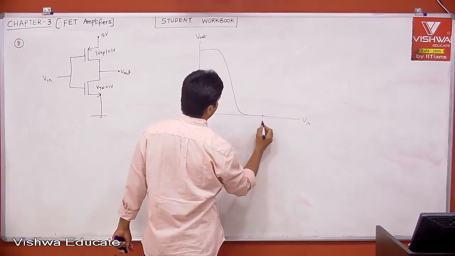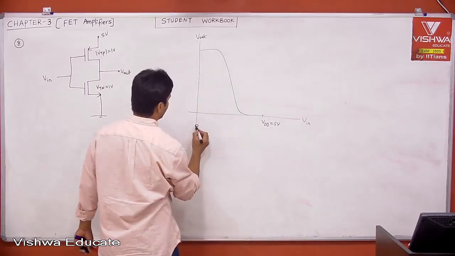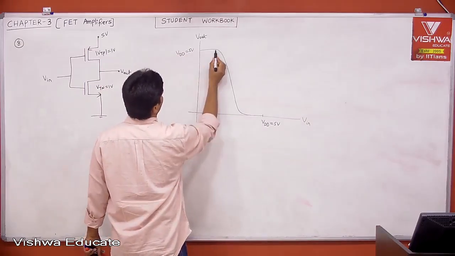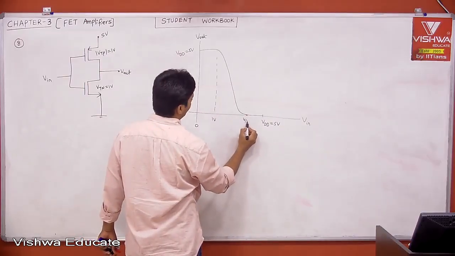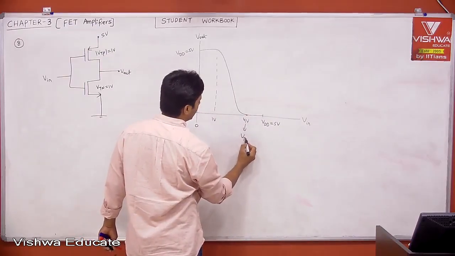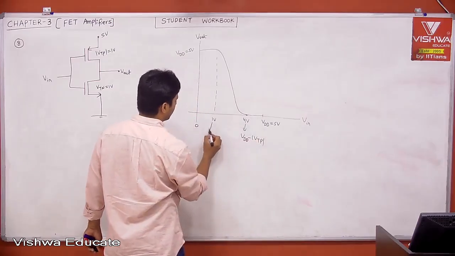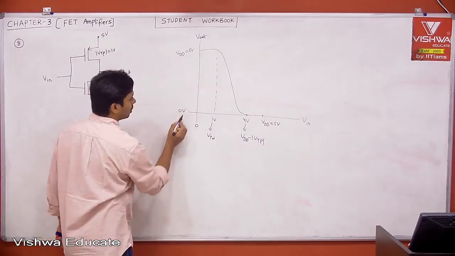This is our VDD, let us say 5 volt, and when the input is 0, you will get VDD at the output, that is 5 volt. Threshold voltage is 1 volt, right? This is 1 volt, and now this is 4 volt. This is nothing but VDD minus mod VTP, and this is nothing but VTN. Now this is 0 volt.